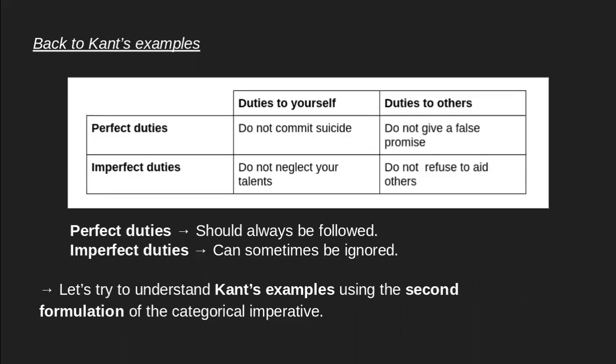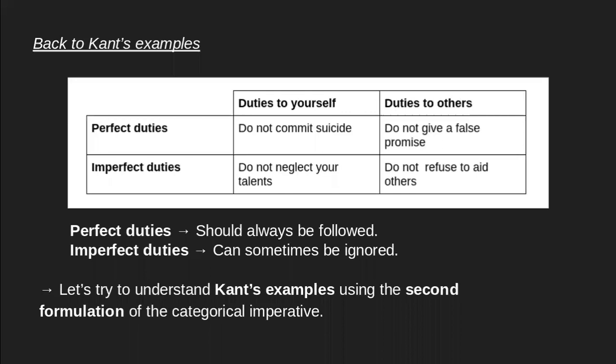Let's go back to Kant's other examples as well. So remember this chart about Kant's examples. On the left-hand side column, we have perfect duties and imperfect duties. On the top row, we have duties to yourself and duties to others. And some of the duties that Kant gives are: do not commit suicide, do not neglect your talents, do not give a false promise, and do not refuse to aid others. Let's go over some of these examples. And also you should remember that perfect and imperfect duties refer respectively to things that you should always follow and things that you can sometimes ignore. These are the distinctions that Kant was using to explain his examples.